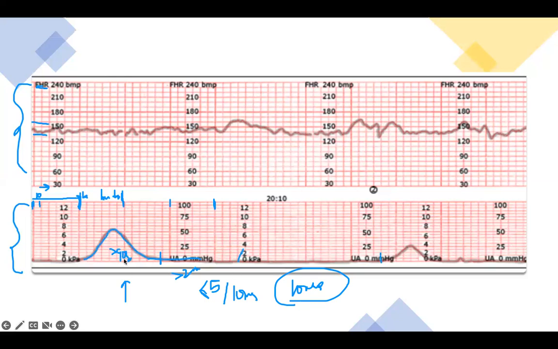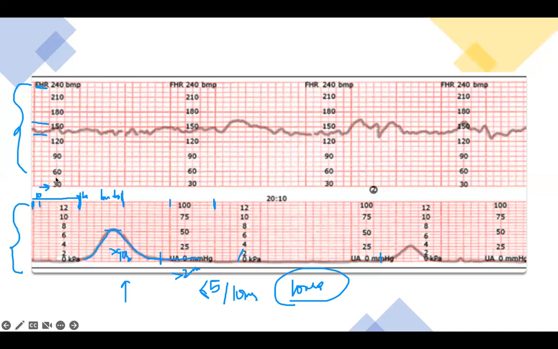So this is all you need to know for the mother. The mother has 2 contractions within 10 minutes. And the magnitude is okay. And the contraction length, you can see, it starts from here to here, and it's less than 2 minutes. It ends before 2 minutes. So these contractions are no longer than 90 seconds.